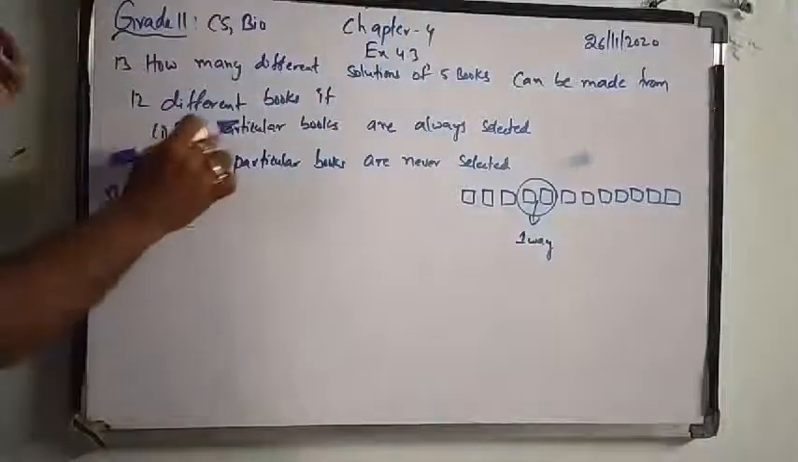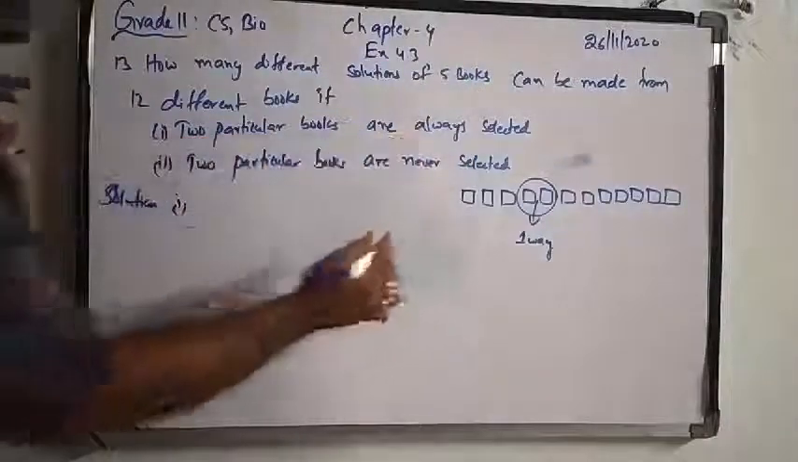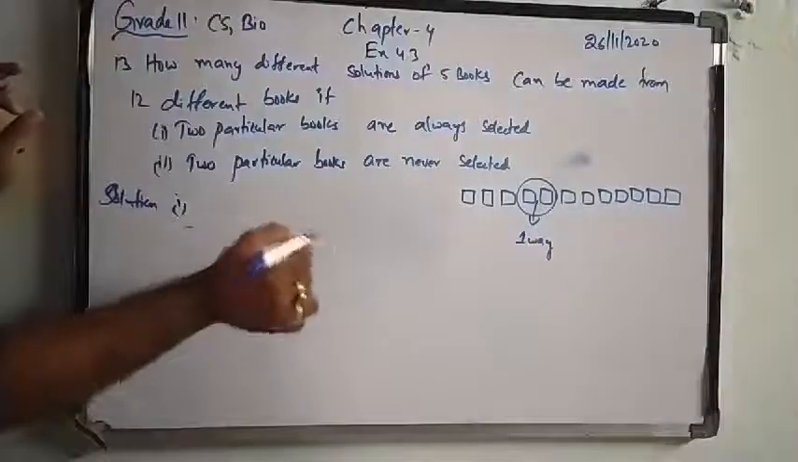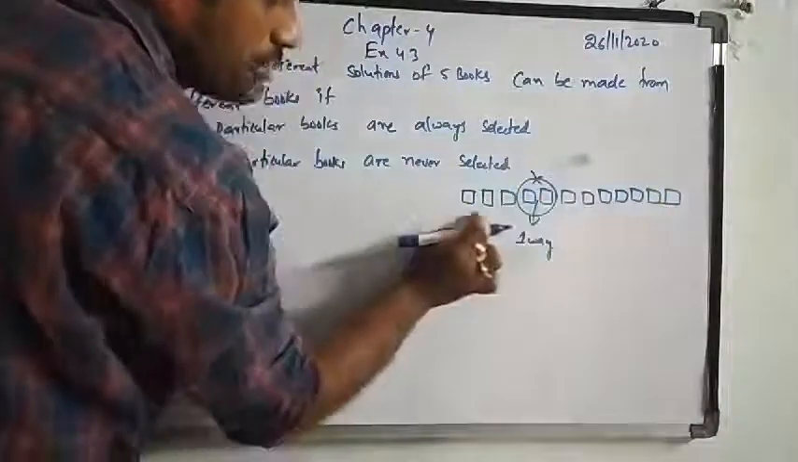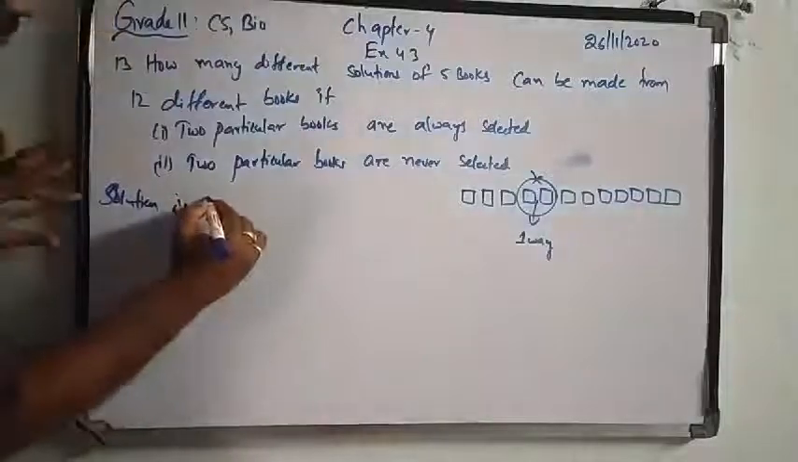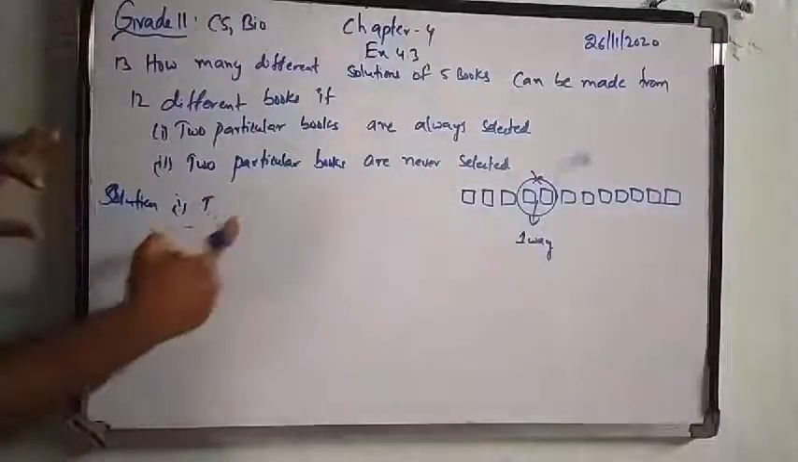So already we have to select totally 5 books. In that, already 2 books we have selected in a particular way. The remaining will be 3 books. Those 3 books we are going to select from the remaining 10 books. Therefore, it will be 10C3.